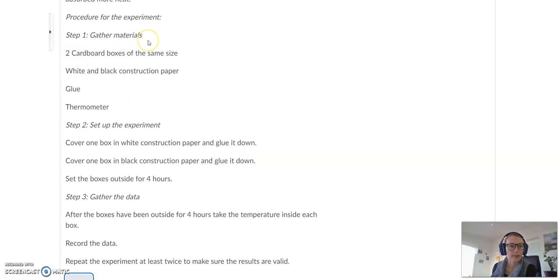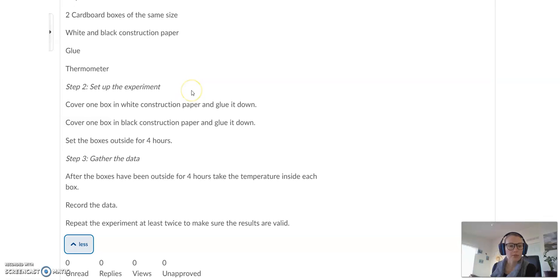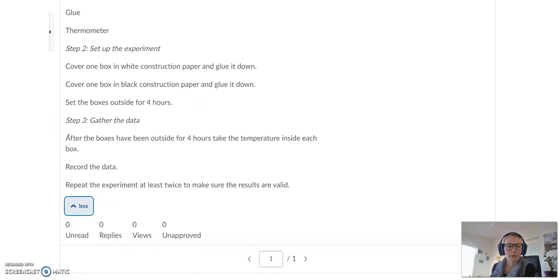So step 1, gather your materials. Write out what materials you would need if you were completing this lab. Step 2, set up the experiment. What does the person completing this lab need to do? For my experiment, they would cover one box in white construction paper, glue it down, cover one box in black construction paper, glue it down, set the box outside. Pretty simple. And then step 3, gather the data.